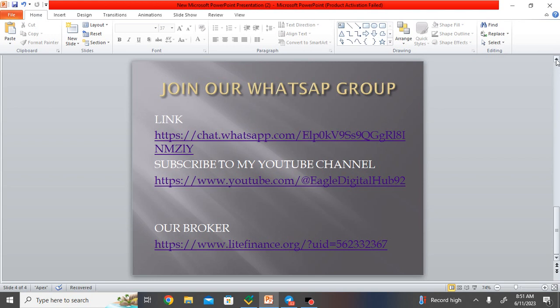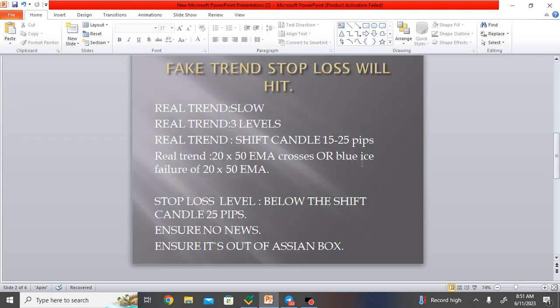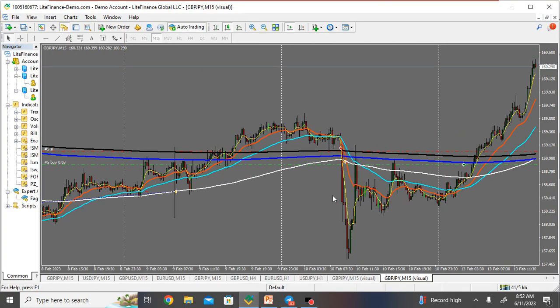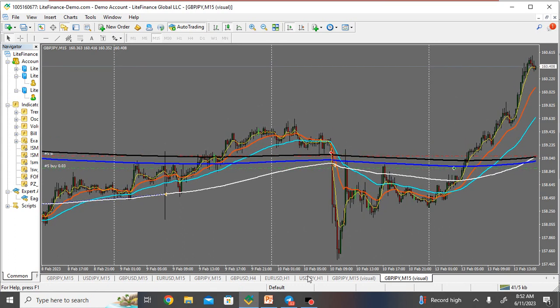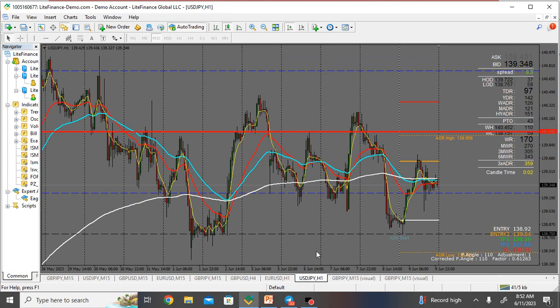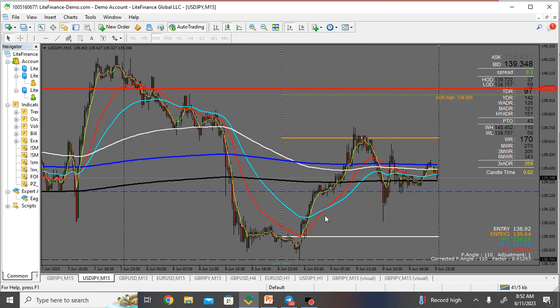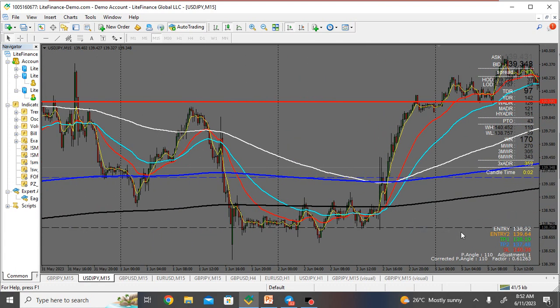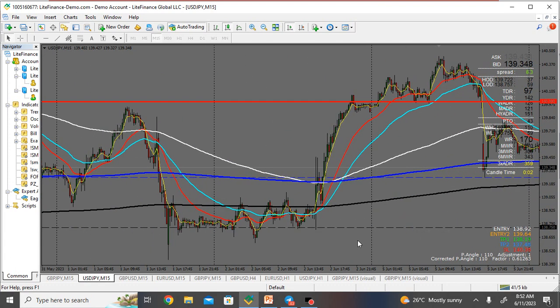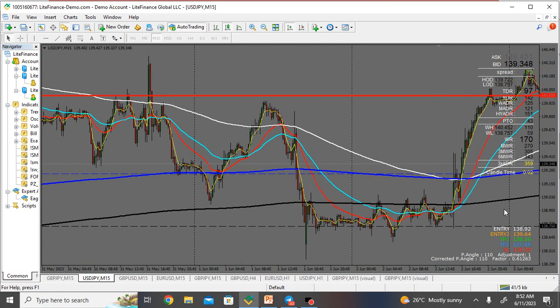So our target was a perfect entry to follow a real trend and how to set a stop loss. Let's go to our live graph. Let's use USD/JPY on the 15-minute time frame. Yes, this is our real chart. I said a real trend has three levels.